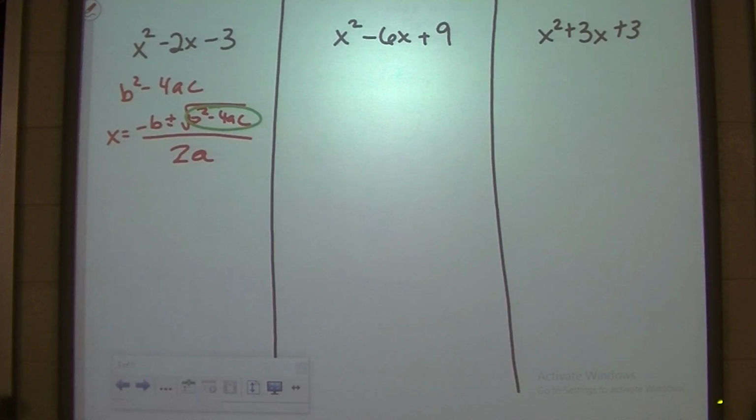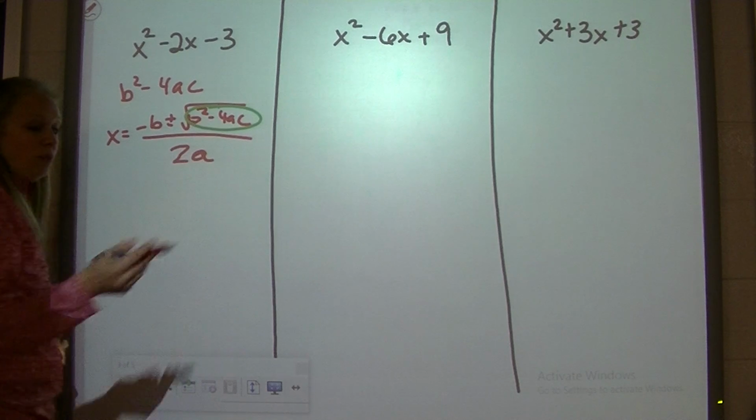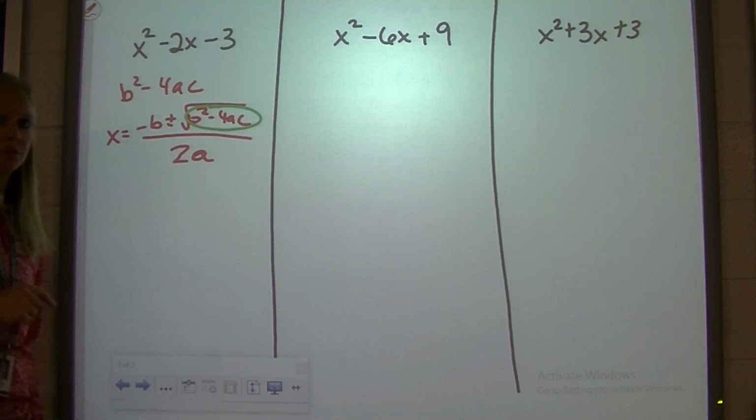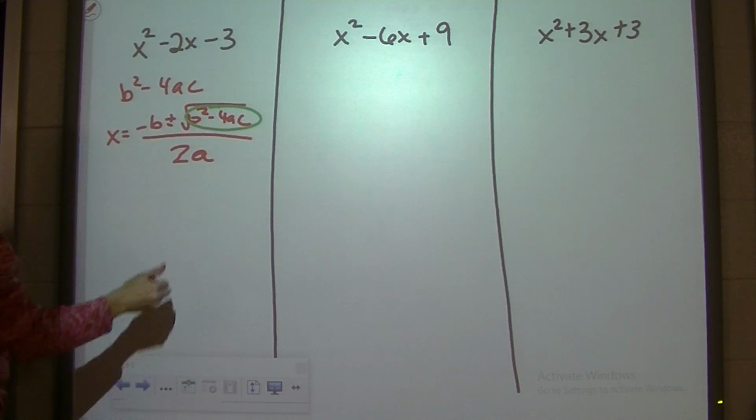Okay, so for these we need to find the discriminant. The discriminant is used with the quadratic formula. It's what's under the radical, the b squared minus 4ac. So just like we did with the quadratic formula, identify the a, b, and the c.